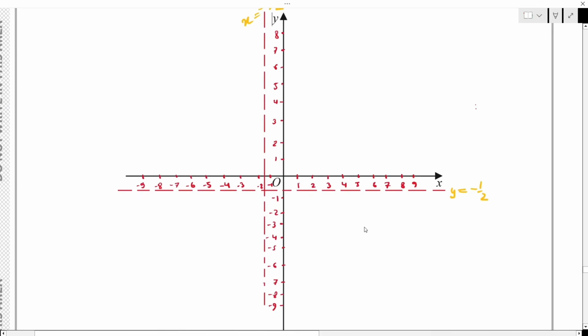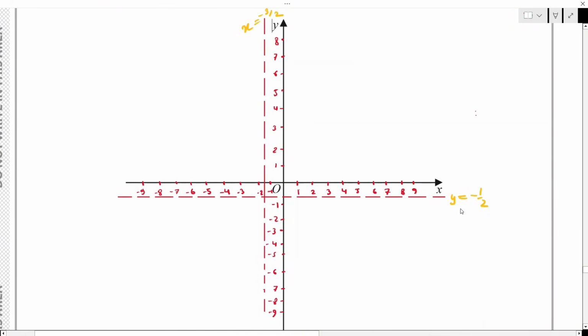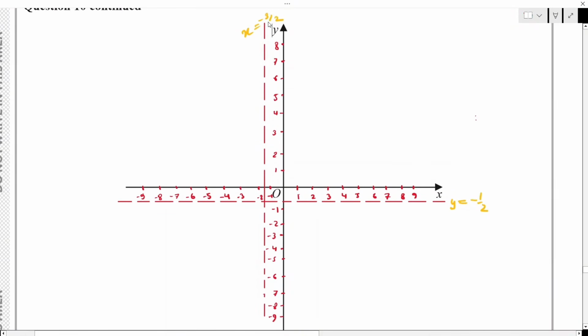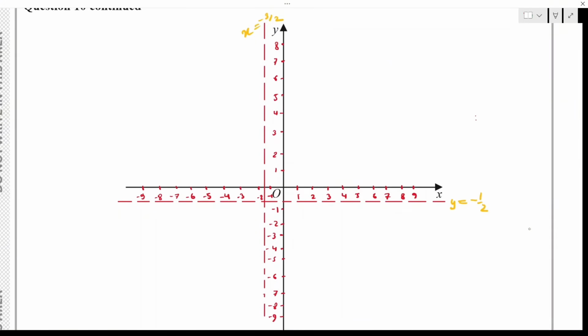So here we can see that I've added markings to our axes, and I've plotted the asymptotes. The horizontal asymptote is y equals minus half, and the vertical asymptote is x equals minus 3/2. Now I will plot the intersection points. One of our intersection points is at (7, 0), so this point, and the other intersection point is at (0, 7/3). 7/3 is equal to 2.33. So these are the two intersection points with our coordinate axes, and we have shown this.